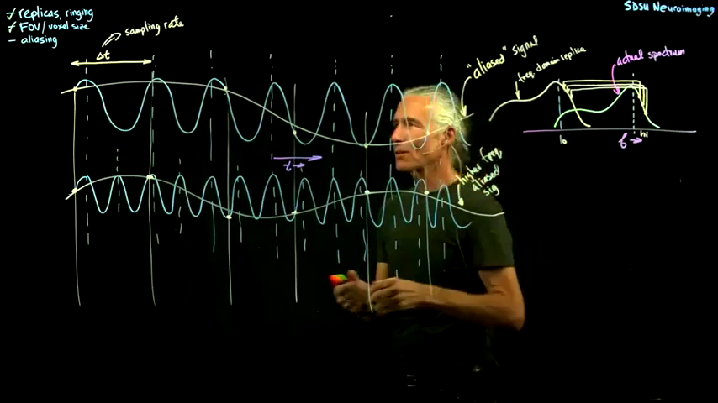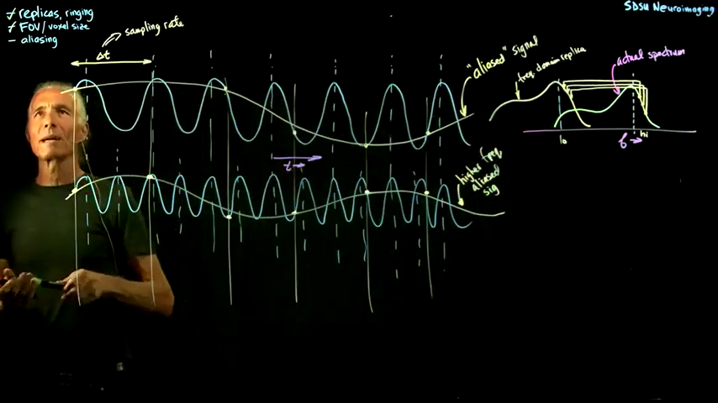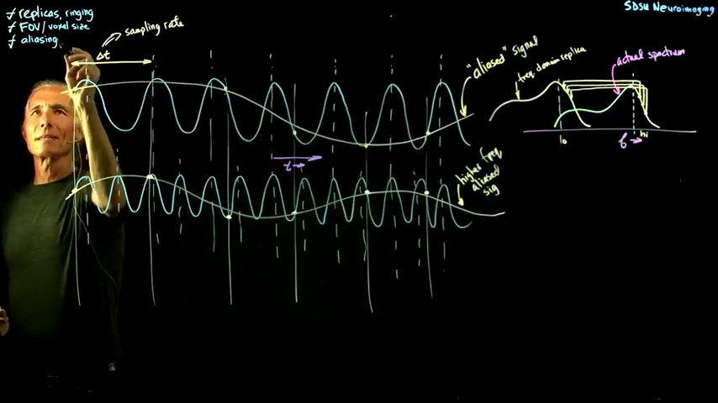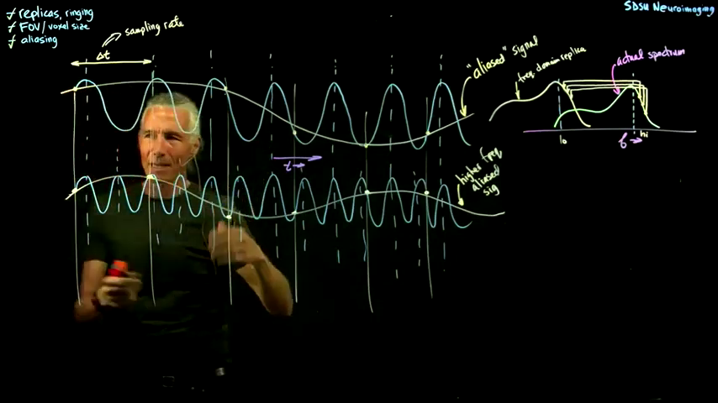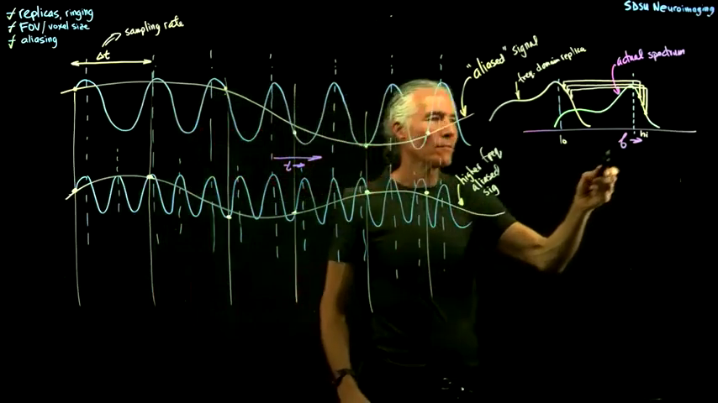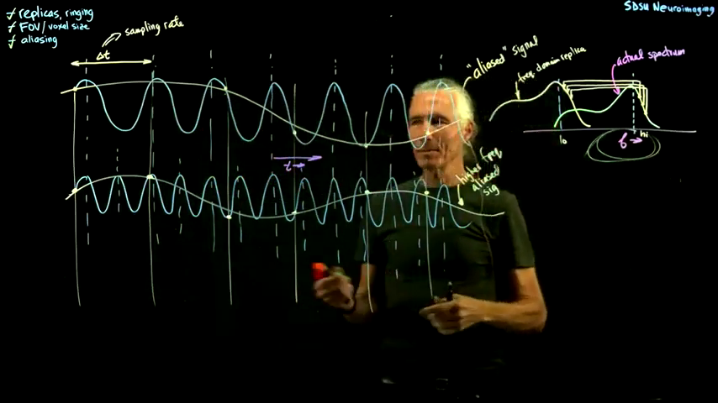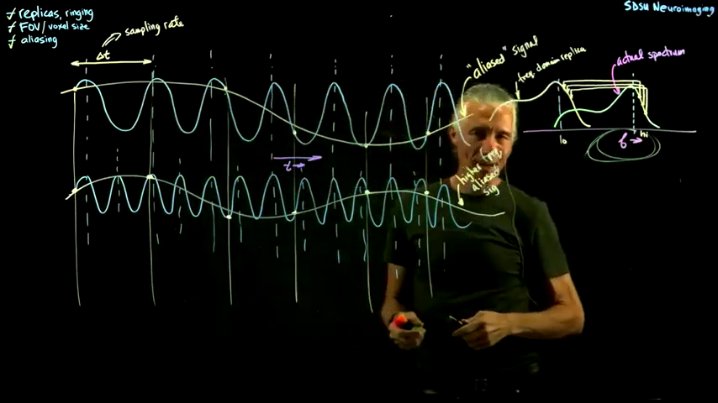Okay, so that was just going back to our replicas. This is aliasing. This is basically replicas in the frequency domain, as opposed to replicas in the non-frequency domain.